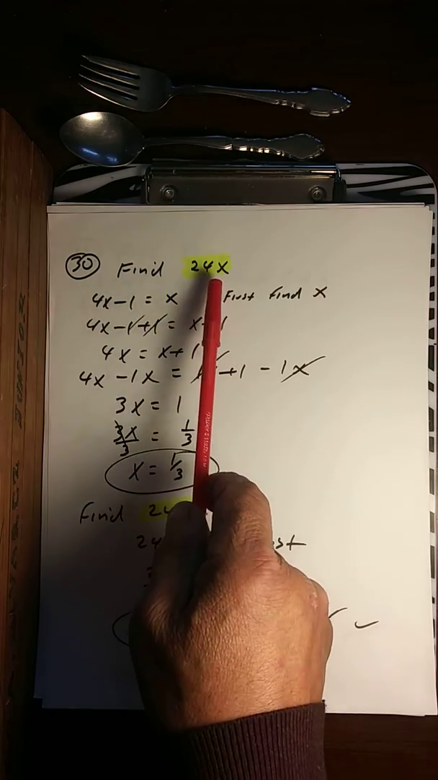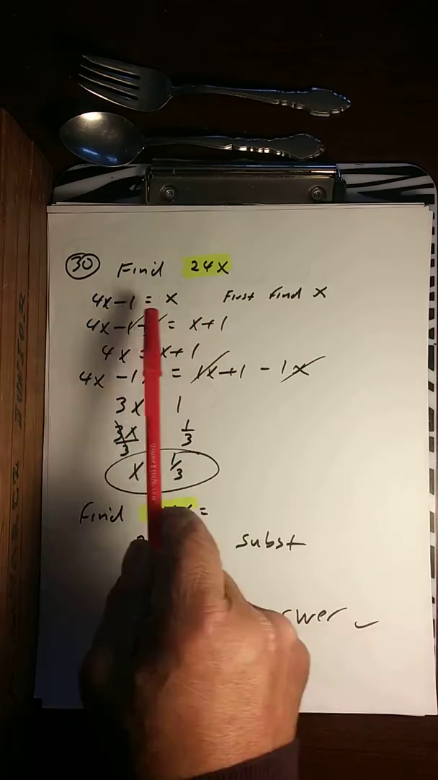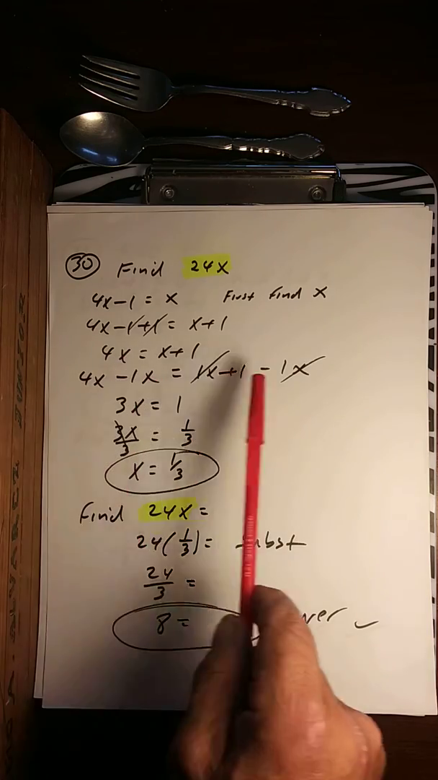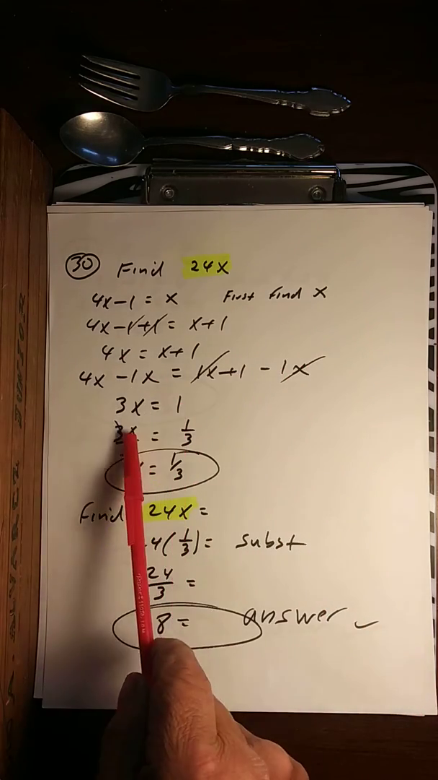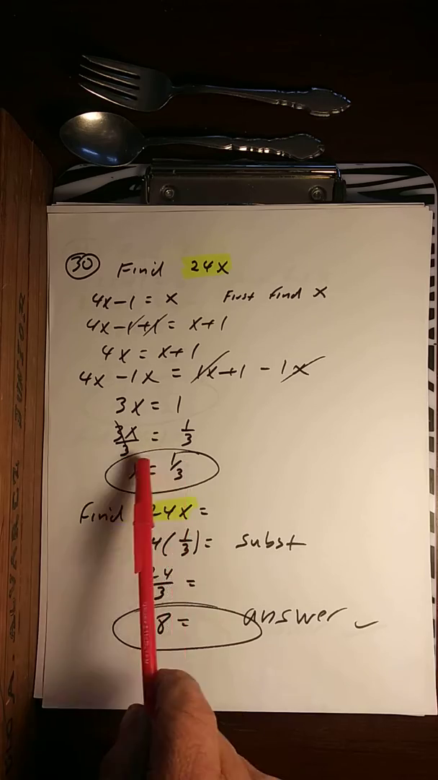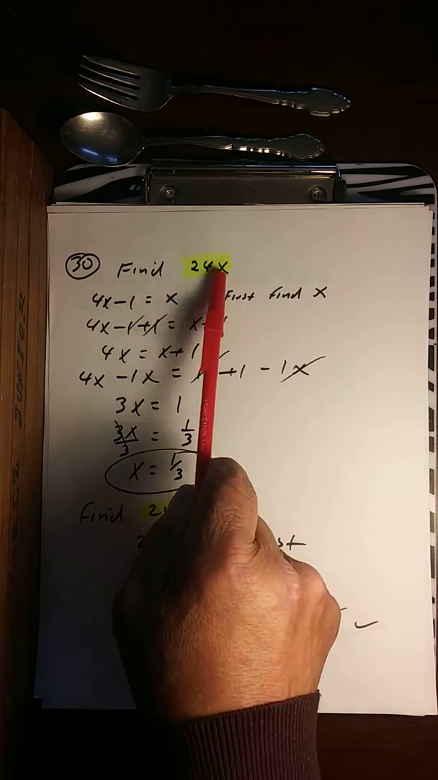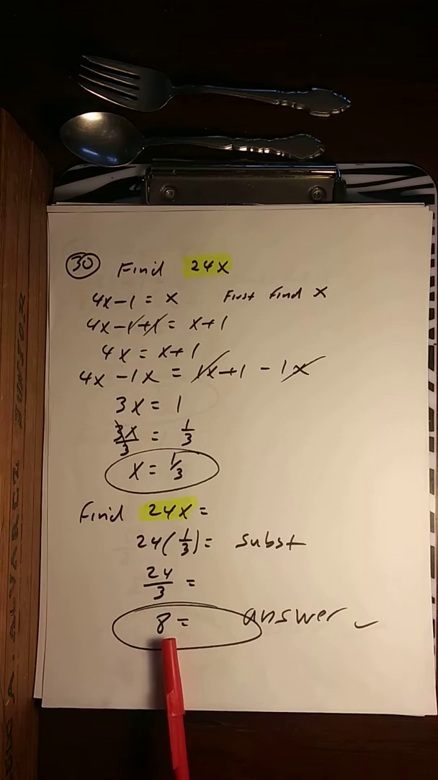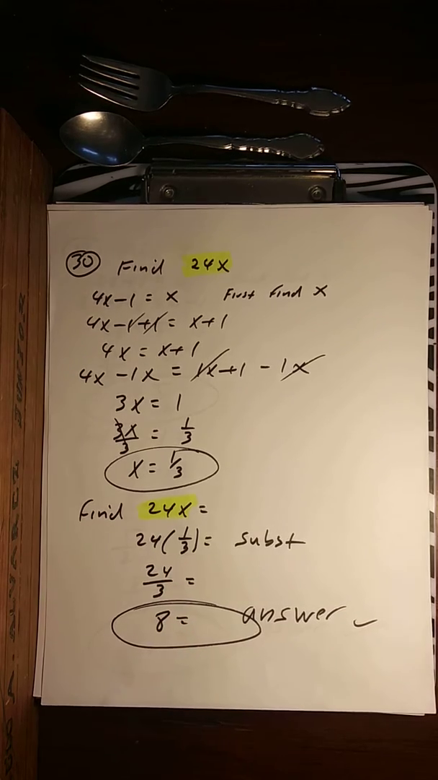Find 24x. So first, let's find x first. So add 1, 4x equals this. So now minus 1x. So we have 3x equals 1. Divide by 3. So x is 1/3. That's what x is. But we don't want that. We want 24x. So 24 times 1/3, or 24 over 3, which is going to be 8. This is the answer right here.